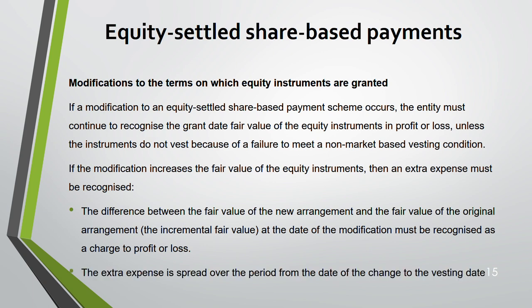The extra expense is spread over the period from the date of the change to the vesting date. Now the vesting date will change. It will go forward because now you have changed. So from the date of the change till the vesting date, you have to spread your extra expense over that period. Now we'll be doing a question on this modification before we move on to the next, that is cancellation and settlement of the option.